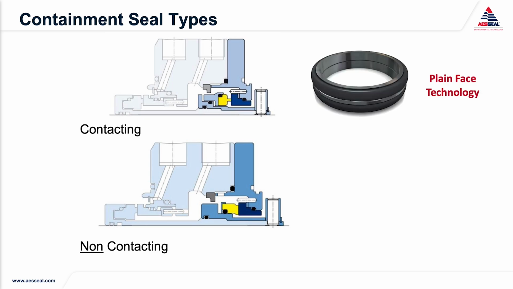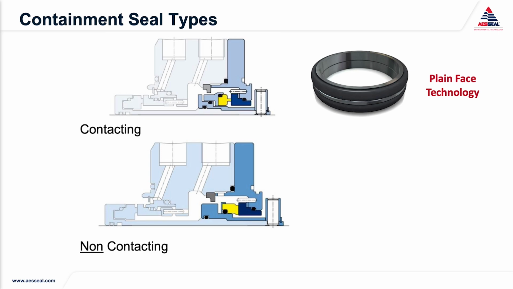Quite often, contacting containment seals use a special self-lubricating, dry-running carbon with narrow face width and light spring load for low heat generation in operation. This prevents rapid wear. Don't forget these designs need to last for 25,000 running hours as per the API 682 standard.